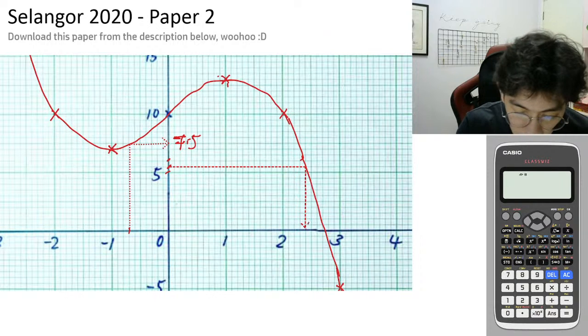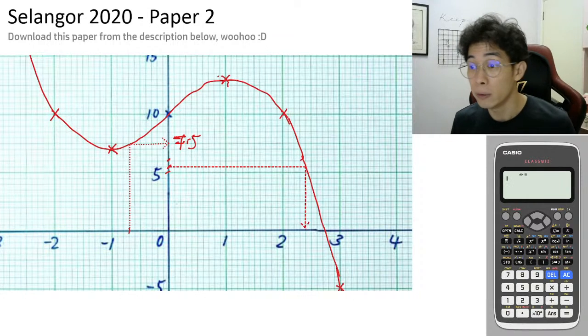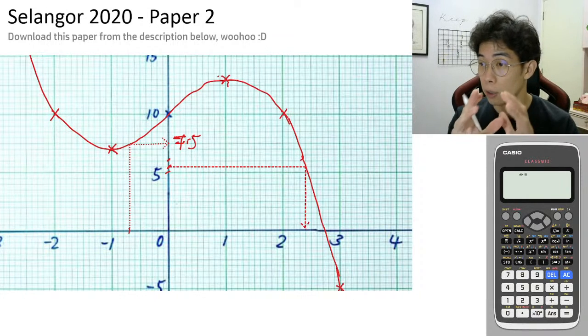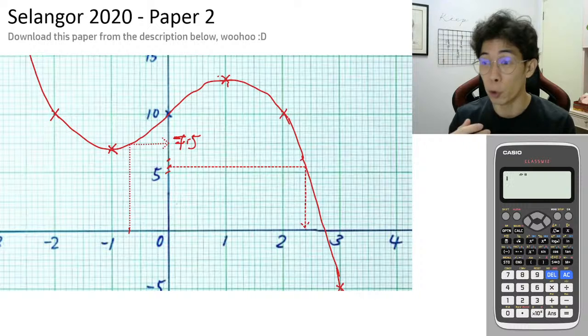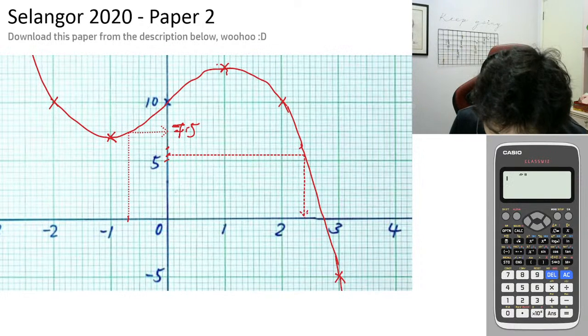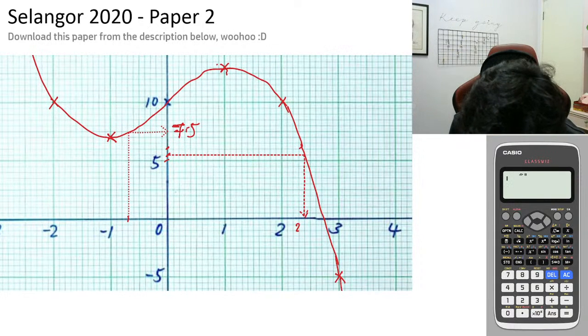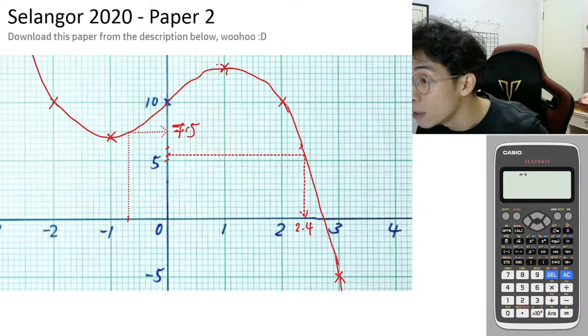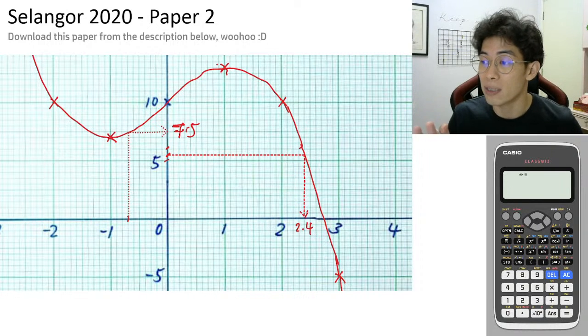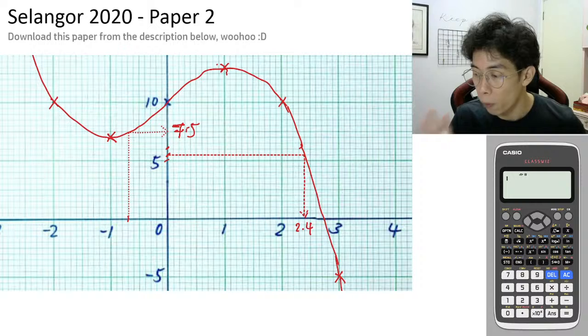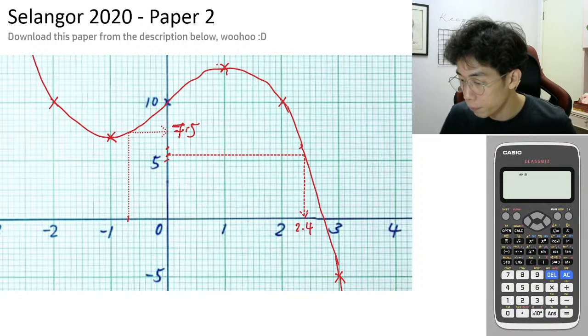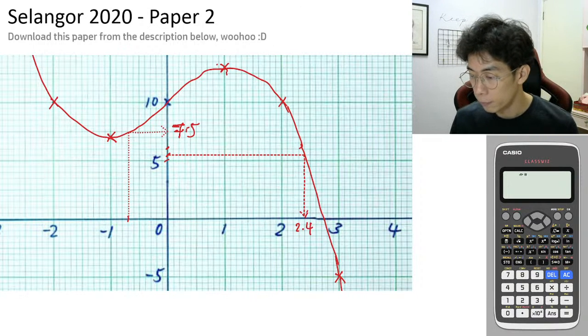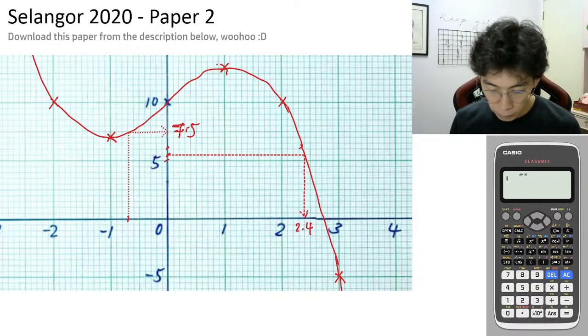But again, my answer will be a bit not that accurate because I'm using an iPad. If you use your graph paper, it will be easier for you to control. For my case, my answer is 2.4. Let's see the schema. The schema says as long as it's within 2.3 to 2.5, accept.